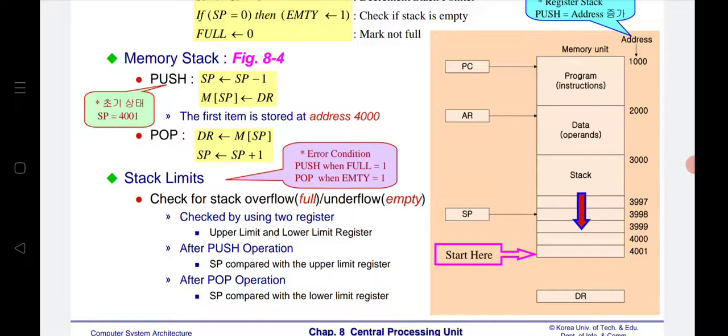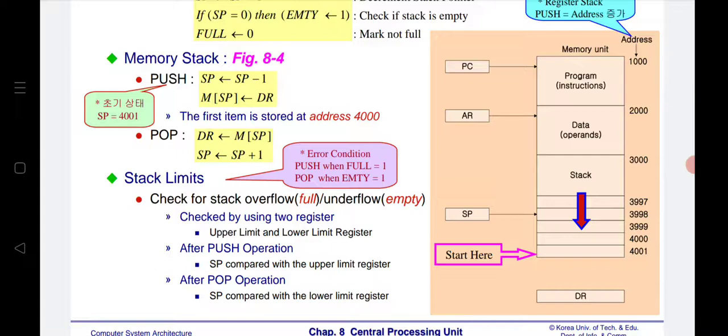This is checked by using two registers, the upper limit register and the lower limit register. Whenever it comes across the upper limit and lower limit register values, then you cannot read the data or write the data into the particular stack memory. After the push operation, your stack pointer value will be compared with the upper limit register. If the upper limit register matches with the stack pointer, then I cannot do more push operations. I'll stop doing the push operations, because my stack memory is already completely full with data.